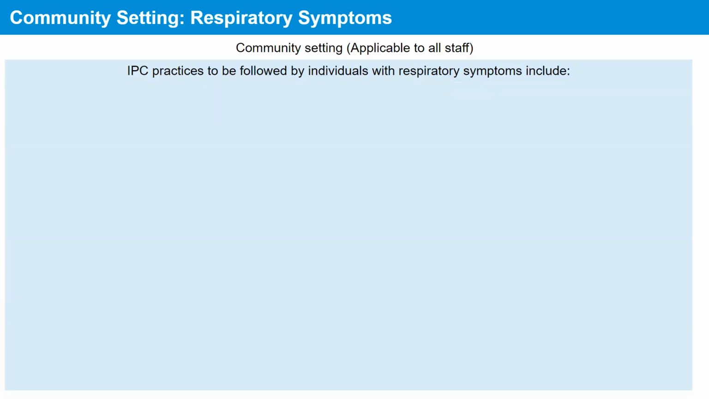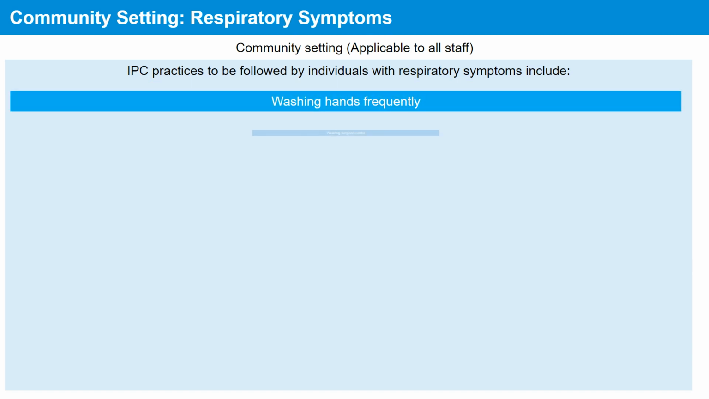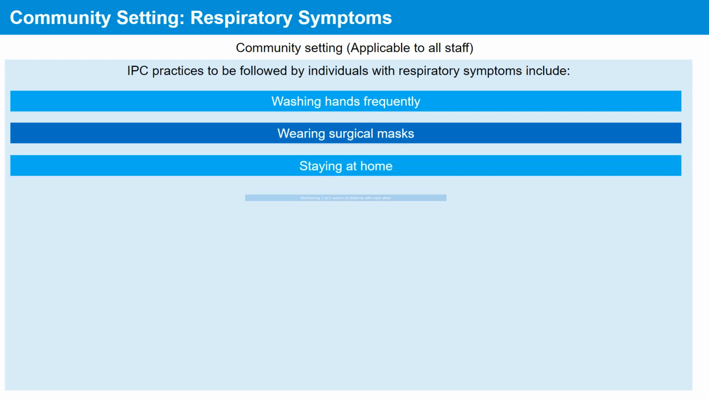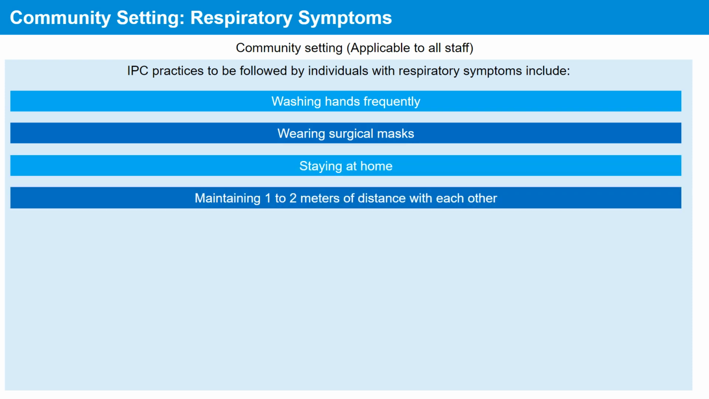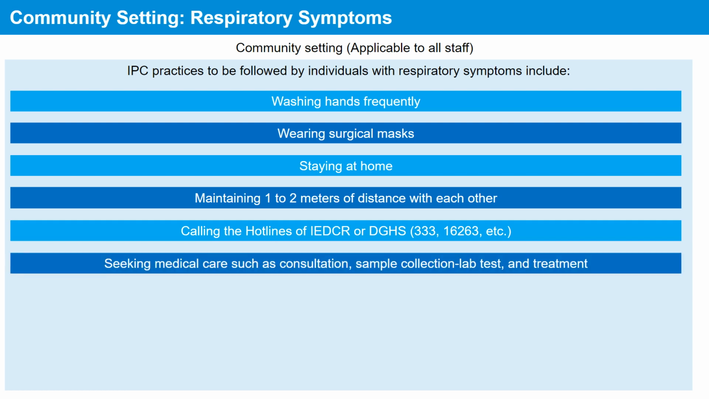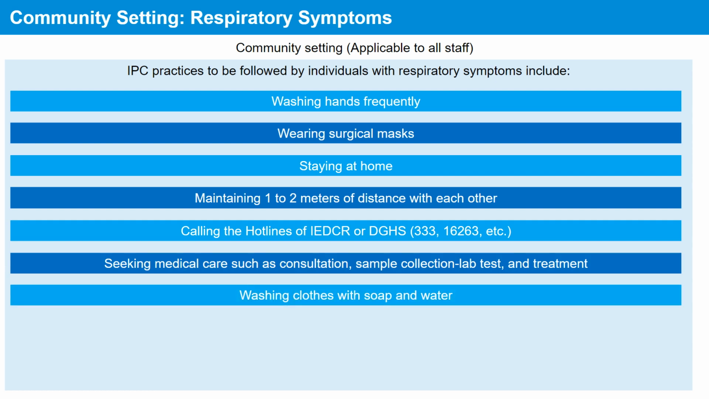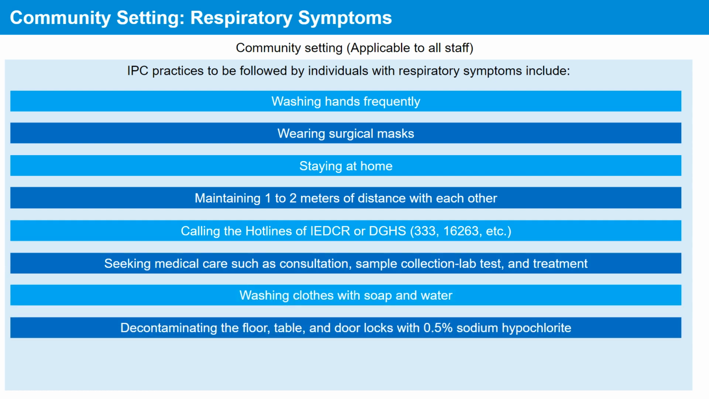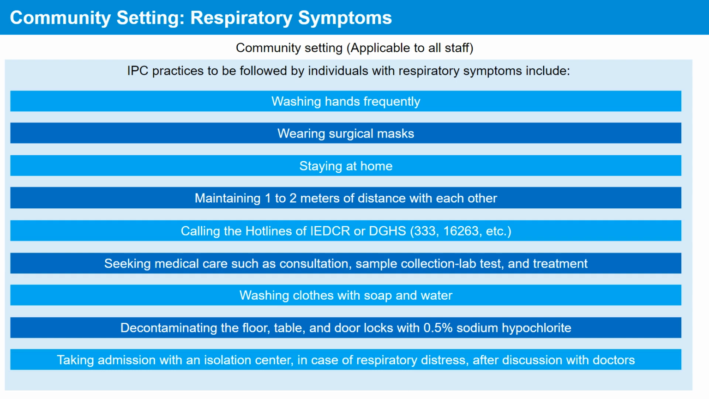IPC practices to be followed by individuals with respiratory symptoms include: washing hands frequently, wearing surgical masks, staying at home, maintaining 1 to 2 meters of distance from each other, calling the hotlines of IEDCR or DGHS 333, 16263, etc., seeking medical care such as consultation, sample collection, lab test, and treatment, washing clothes with soap and water, decontaminating the floor, table, and door locks with 0.5% sodium hypochlorite, and taking admission to an isolation center in case of respiratory distress after discussion with doctors.